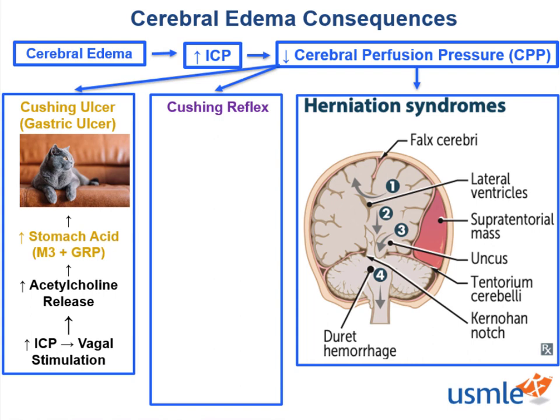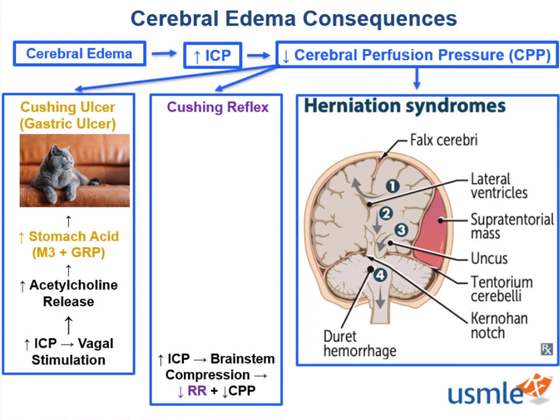The Cushing reflex is a triad of a decreased respiratory rate, a decreased heart rate, and an increased blood pressure. Let me explain. The increase in intracranial pressure leads to brainstem compression, which compresses the medulla, which controls respirations and leads to a decrease in the respiratory rate.